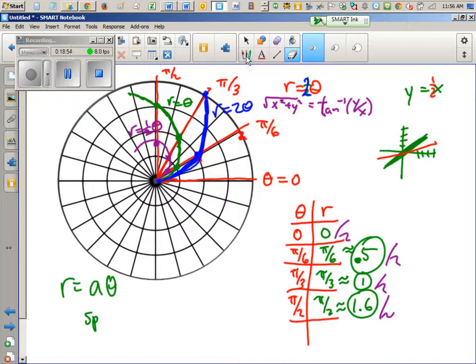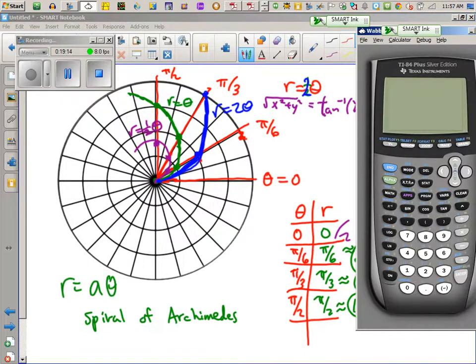Spiral of Archimedes. Okay? And obviously if a is bigger, the pitch grows on that spiral, the separation between them. Okay, you'll notice something interesting about the graphing calculator. There's one more thing we need to talk about before we leave this problem. Watch.